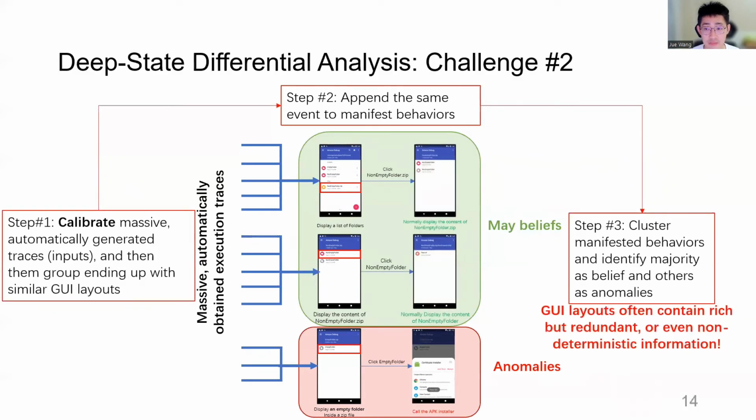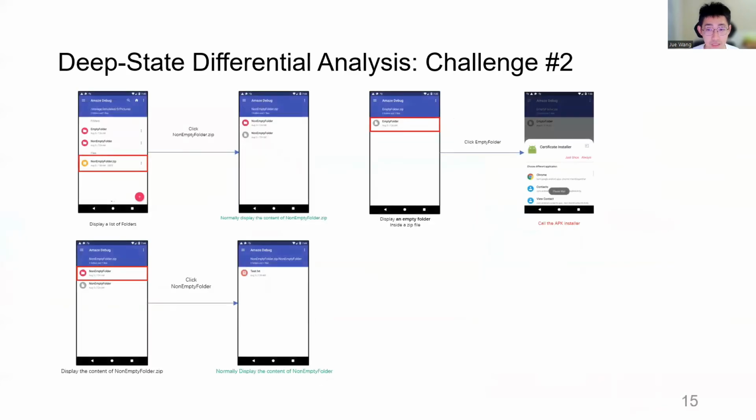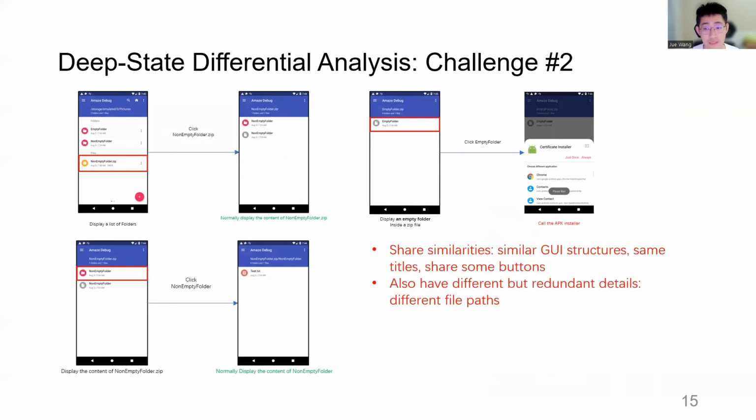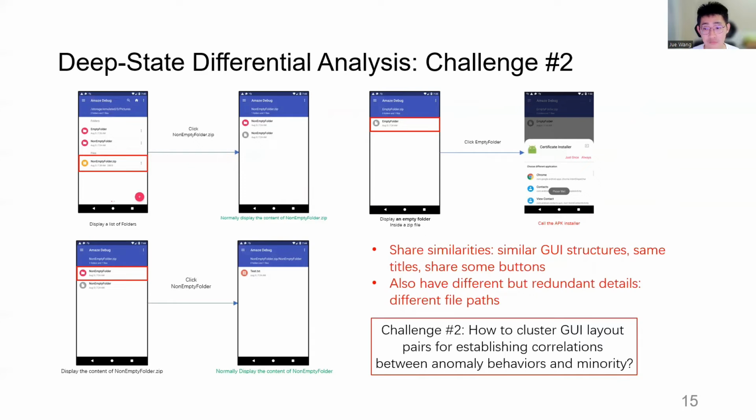The second challenge comes from the third step, clustering manifested behaviors, which can be represented as corresponding GUI layout pairs. However, the GUI layouts often contain rich and redundant information, sometimes even non-deterministic information like dynamic web content. Consider the three layout pairs in the example. Most of these GUI layouts share many similarities, such as similar GUI structures and the same titles. Meanwhile, they also have different but redundant details, such as different file paths. It's a challenge to find a deliberate abstraction that is simultaneously effective in distinguishing anomalous behaviors and resistant to noise.